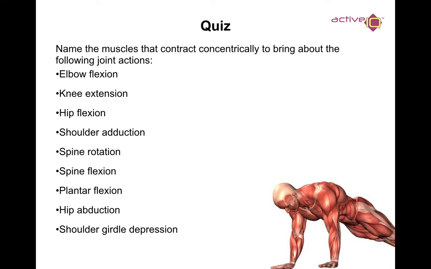Alright, quick quiz. I'll read through this for you. Name the muscles that contract concentrically to bring about the following joint actions. Okay, so what muscles are contracting to bring about those bullet pointed joint actions there? Okay, basically, what is the prime mover there in all of those? Pause that there, come up with the answers.